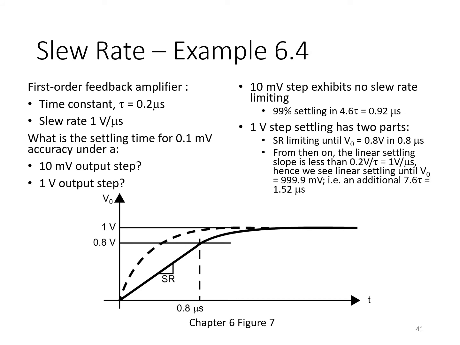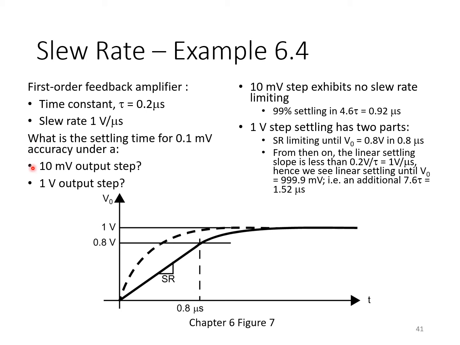This example considers the response of an op-amp circuit in the presence of slew rate limiting. So let's say that the feedback amplifier is compensated to have an approximately first order response with a time constant specified here and a maximum slew rate of 1 volt per microsecond. Then we're asked to consider what's the settling time for a specified accuracy with a 10 millivolt output step.